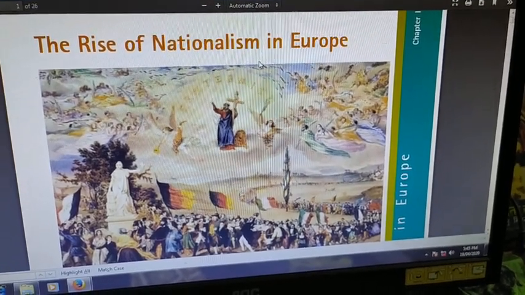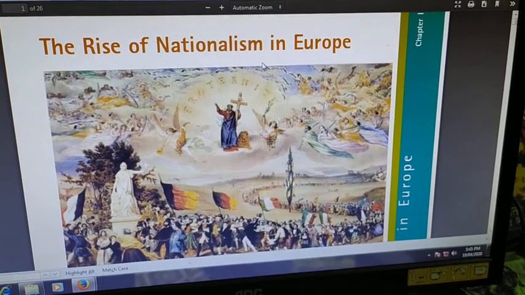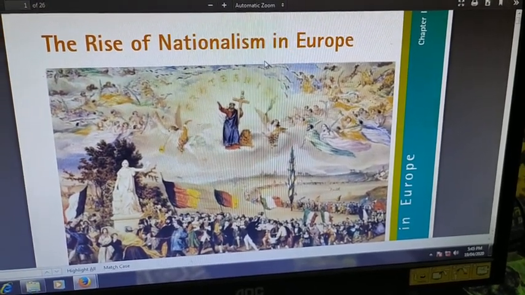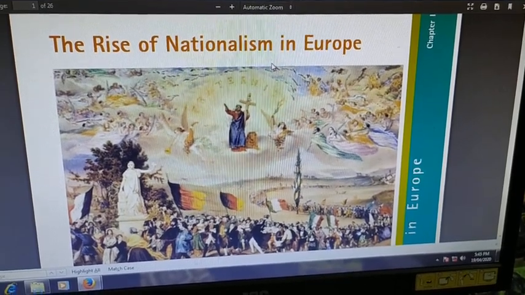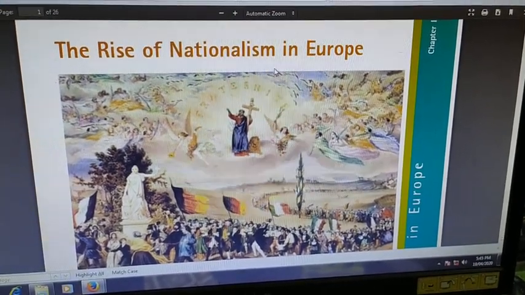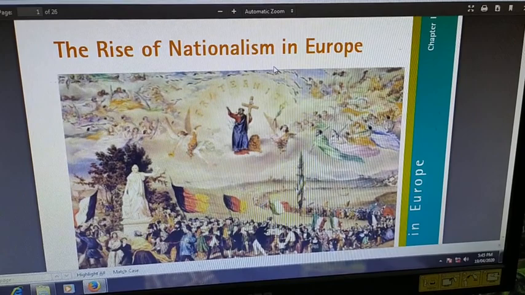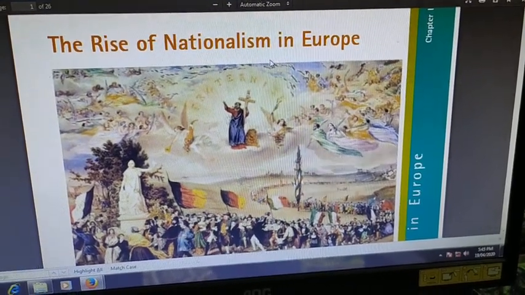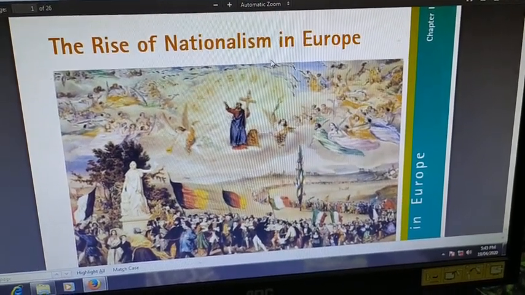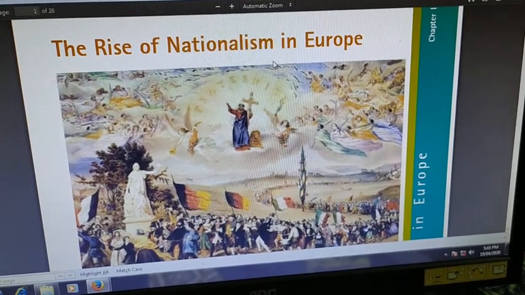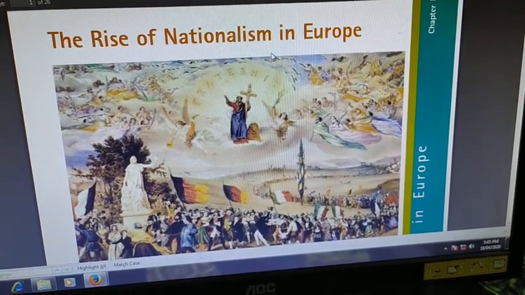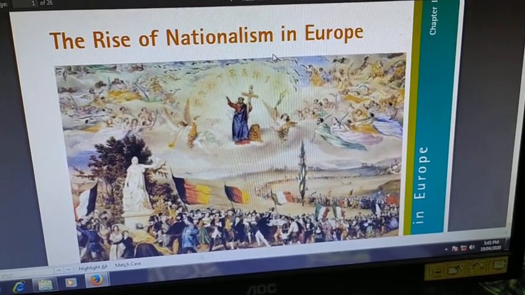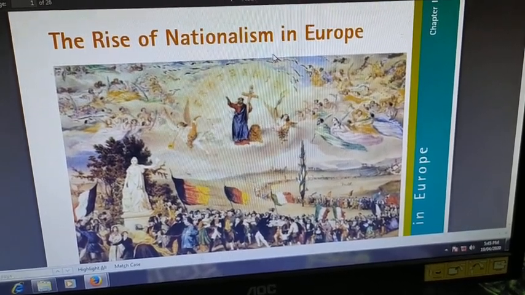Today we'll start our first chapter from the history side, that is the rise of nationalism in Europe. So in your book, first chapter, first page, you can see one picture. This picture was prepared by Frederic Sorel in 1848. He was a French artist. He prepared a series of 4 prints visualizing his dream of a world made up of democratic and social republics.